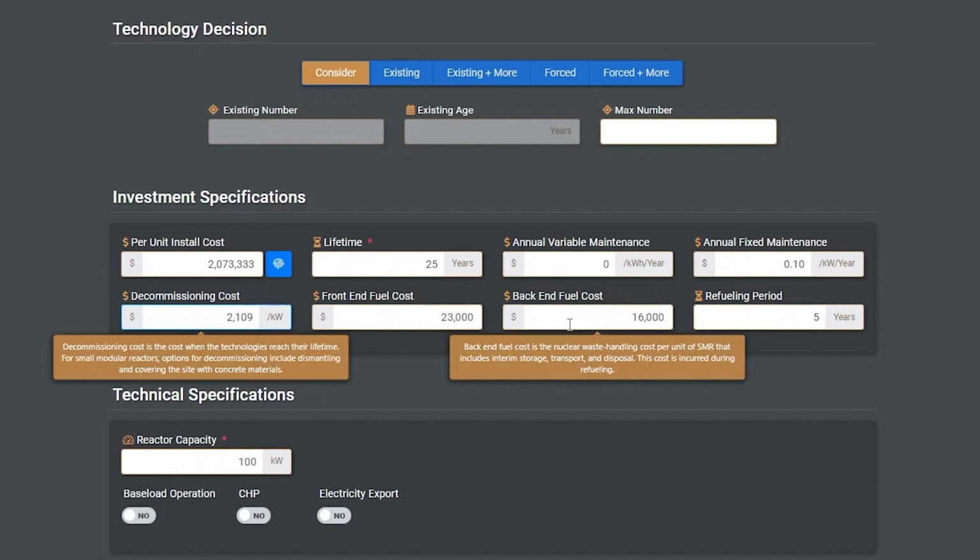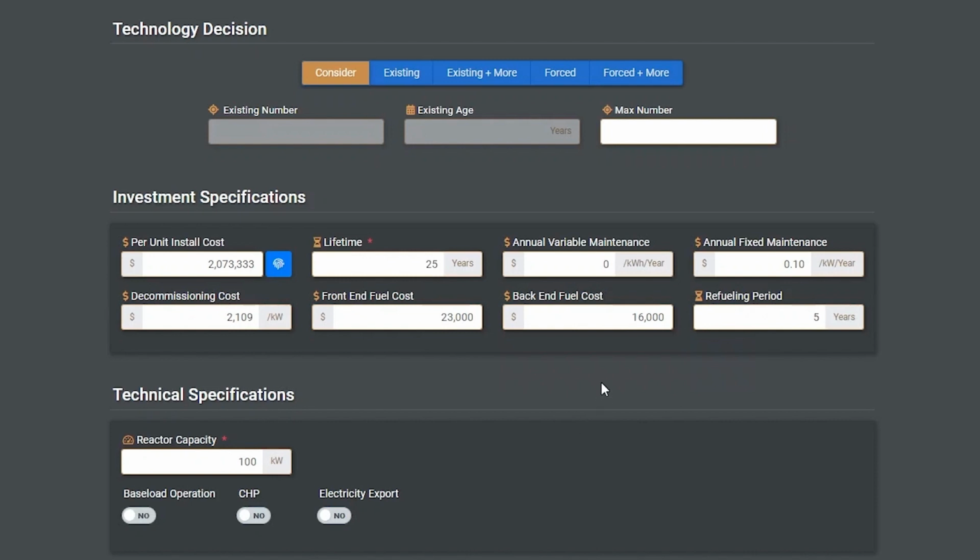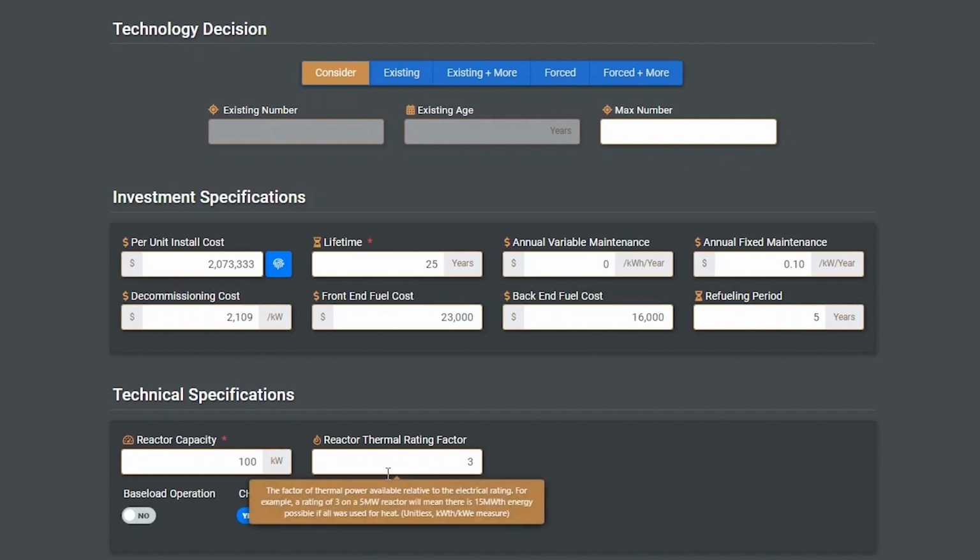In this demonstration, we will also use combined heat and power to generate electricity through steam, as well as utilize the excess heat to meet heating demand in the building. The maximum heat generation is defined by the reactor thermal rating factor. This factors the ratio between the thermal rating and the electricity rating. So a value of 3 here means that the thermal reactor power capacity is 300 kilowatt thermal.